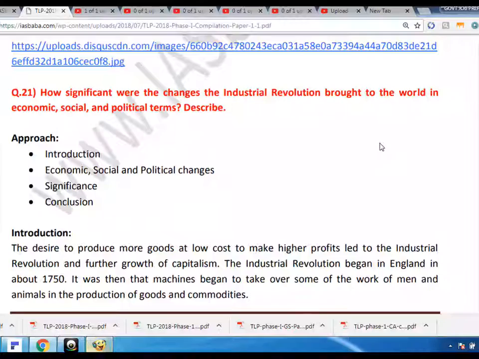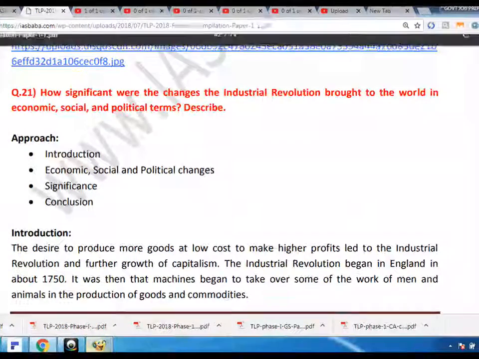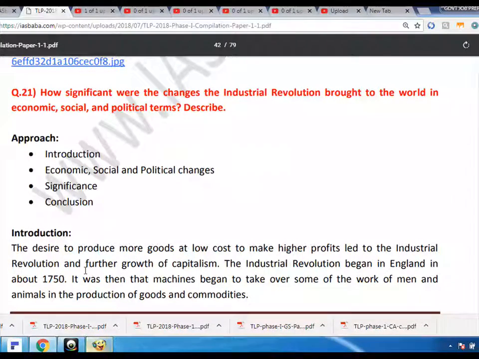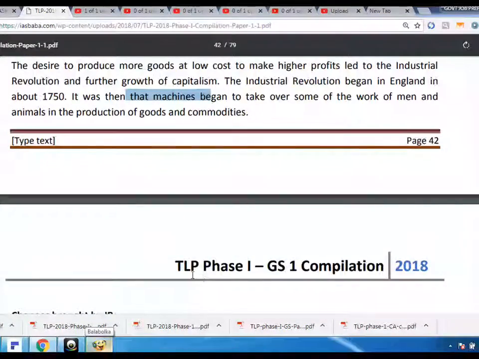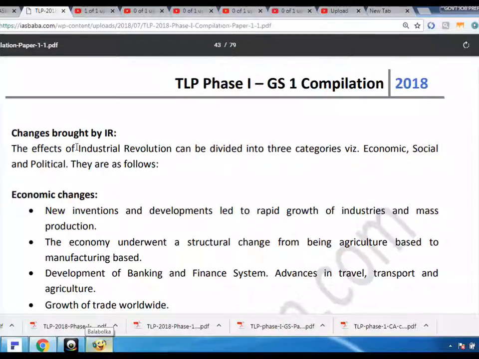Introduction. The desire to produce more goods at low cost to make higher profits led to the Industrial Revolution and further growth of capitalism. The Industrial Revolution began in England in about 1750. It was then that machines began to take over some of the work of men and animals in the production of goods and commodities.